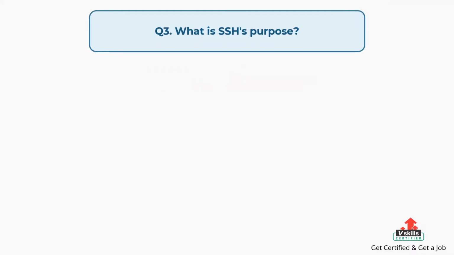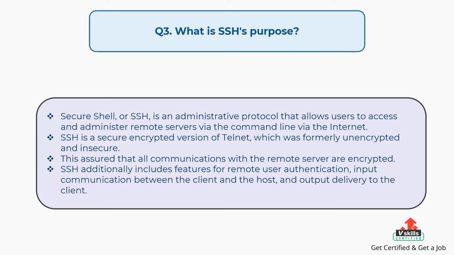Question number 3. What is SSH's purpose? The answer is: Secure Shell, or SSH, is an administrative protocol that allows users to access and administer remote servers via the command line via the Internet. SSH is a secure encrypted version of Telnet, which was formerly unencrypted and insecure. This assured that all communications with the remote server are encrypted. SSH additionally includes features for remote user authentication, input communication between the client and the host, and output delivery to the client.